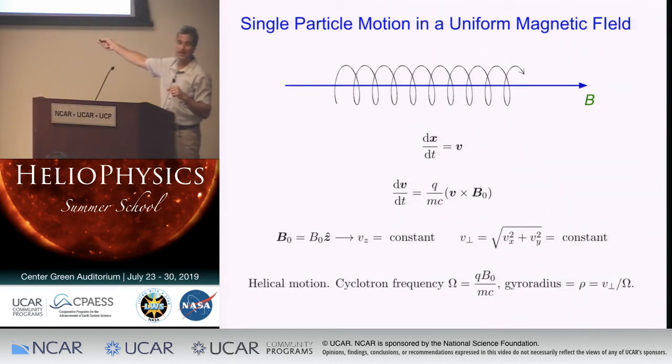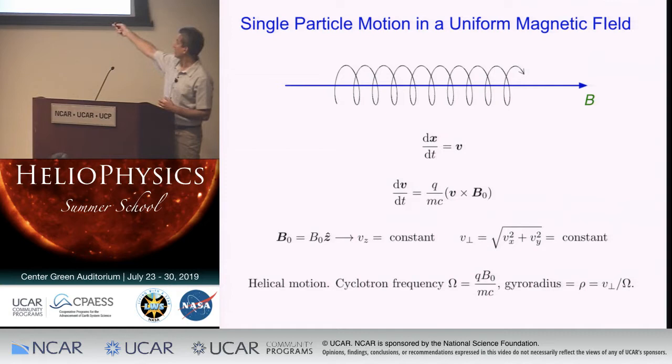If you take v dot both sides of this equation, the right-hand side vanishes. v dot dv/dt, that's going to be d by dt of v squared over 2, which will vanish. That means that the speed is a constant. If the speed is a constant and vz is a constant, v perp is also a constant.